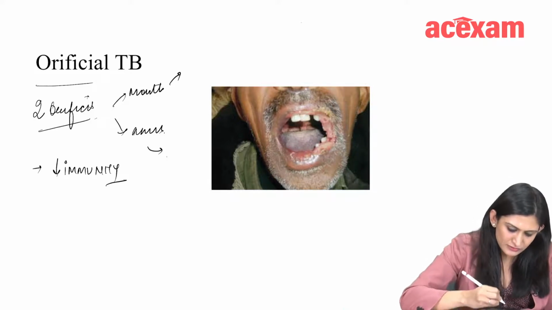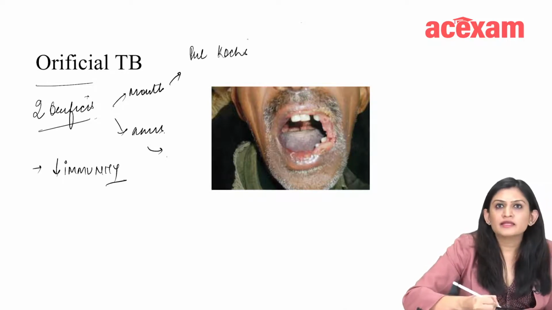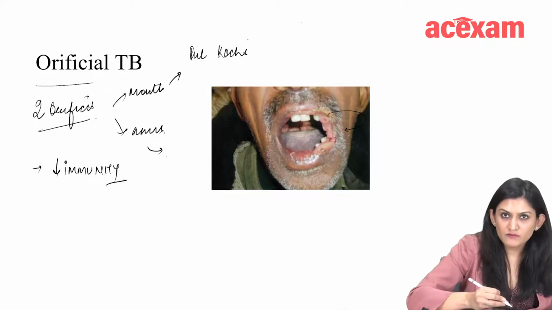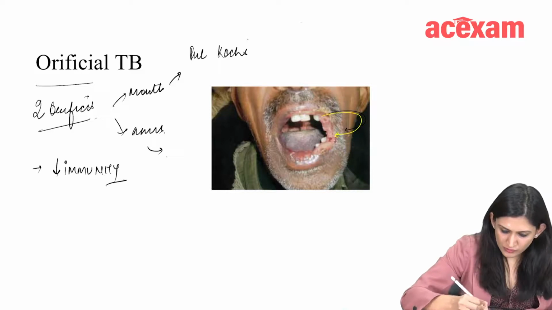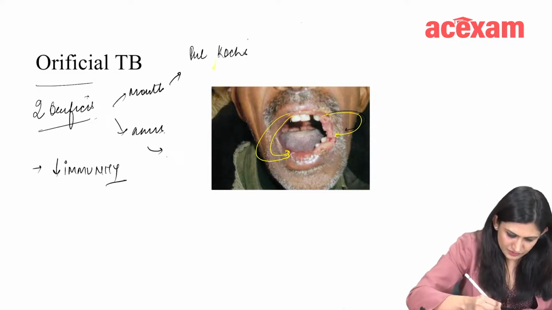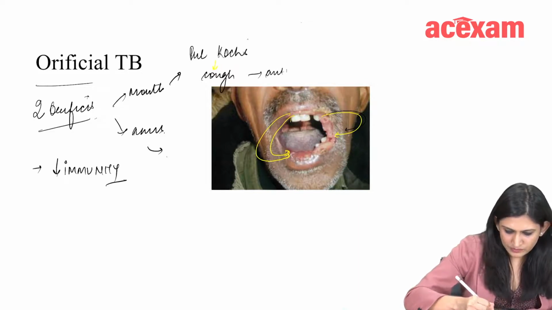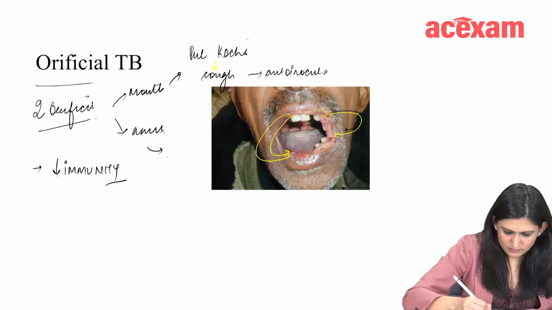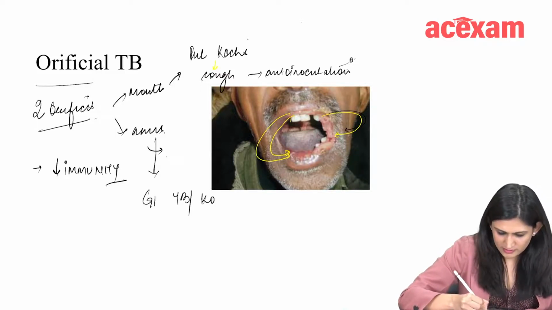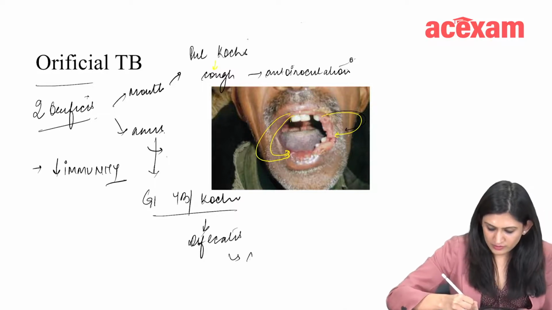Now, if a patient has pulmonary TB and coughs up sputum, this will auto-inoculate. As we discussed before, this is a type of auto-inoculation. The host will auto-inoculate their own skin with an infection that he or she already has. So cough and then auto-inoculation. And if a patient has GI TB and defecates, then again auto-inoculation will occur.